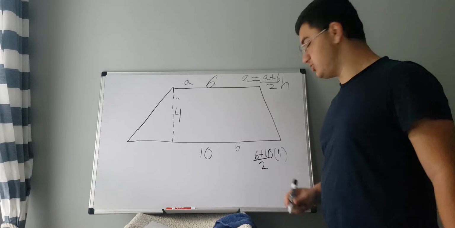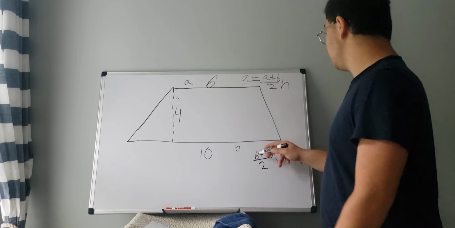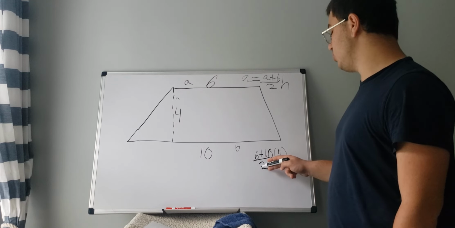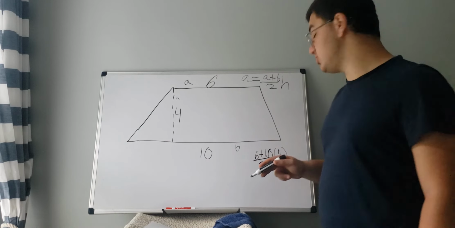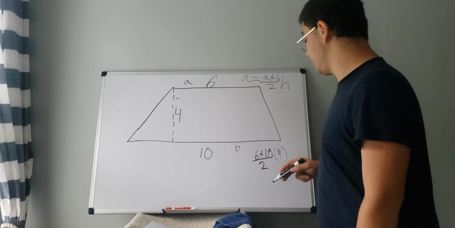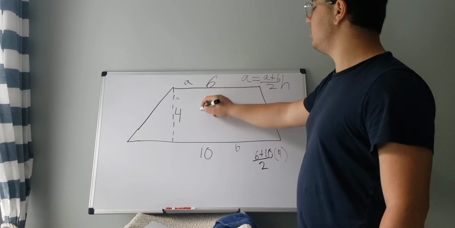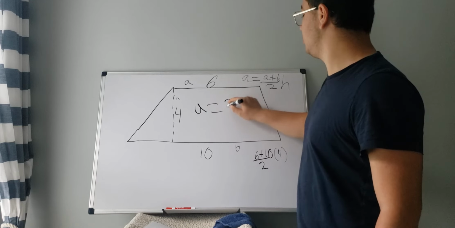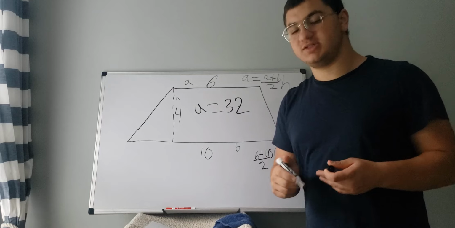Okay, so let's do this part first, because that's what order of operations tells us to do. So 6 plus 10 is 16, divided by 2 is 8, and then 8 times 4 gives us 32. So our answer, the area, equals 32. Okay, let's get on with the next example.